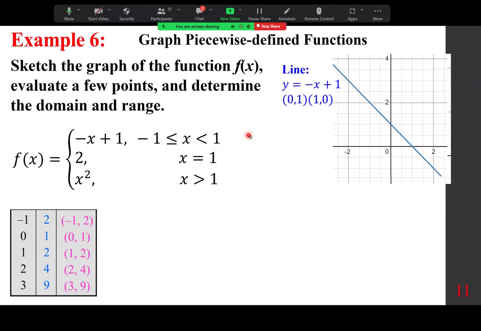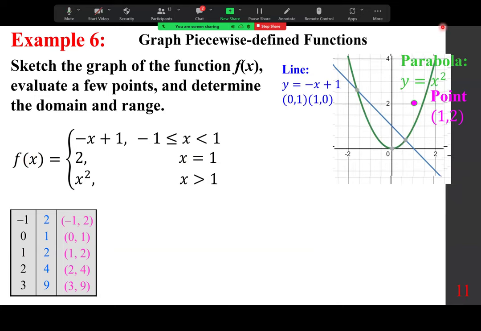Then we have the pair (1, 2), this one. The point (1, 2). Then y, or f of x equals x squared, is a parabola. You know that, right? Now, so we have 3 pieces. Of course, the second piece is just a point. Which portion of each graph is acceptable?